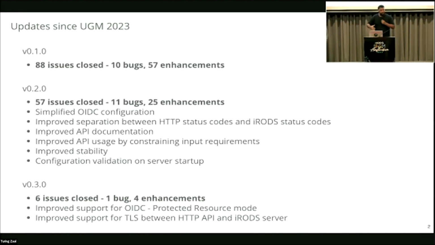And by doing that, for free, we get some stability, but we also focus on improving stability by adjusting the implementation, right? Especially as we learn more and more about Boost Beast, which is the HTTP library driving the HTTP API. Last but not least, with 0.2.0, we included configuration validation on server startup.